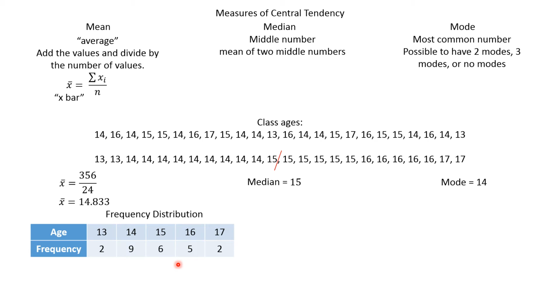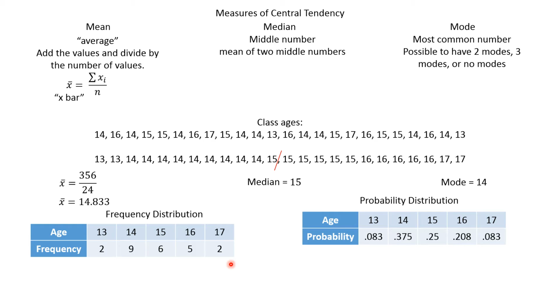The next type of distribution is called a probability distribution. It's basically the same as a frequency distribution. We just change them into probabilities. There were 24 students, so we just divide each of these by 24. So 2 over 24, 9 over 24, 6 over 24, 5 over 24, and 2 over 24 to figure out what is the probability of each different age. And this is what we get. Now, would we do a probability distribution with this? Probably not, but we'll see one where we will in a second.